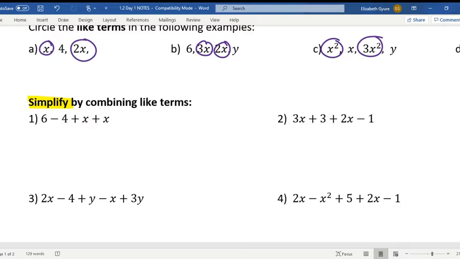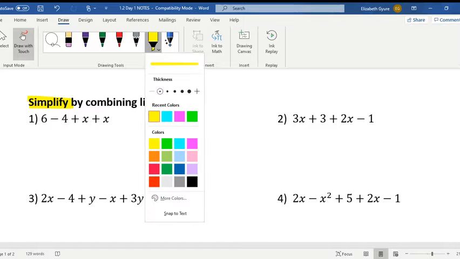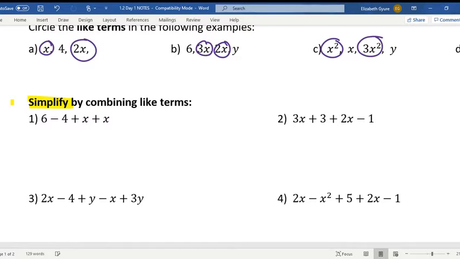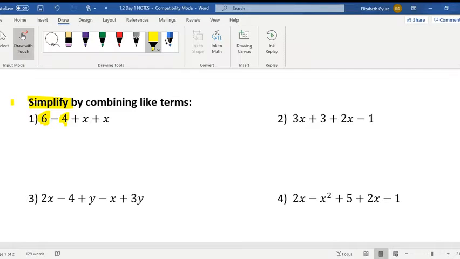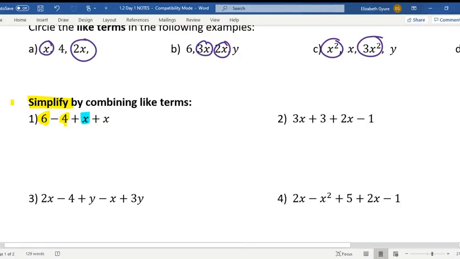So we're going to just practice first identifying our like terms. You can circle them. If you're someone who likes highlighting, maybe highlight it, do what you like, okay? And then we're going to combine them. So where do you guys see some like terms in number 1? Yeah, 6 and 4. Where else? X and X. Exactly. Okay. So we've identified our like terms. Now we are going to combine them.